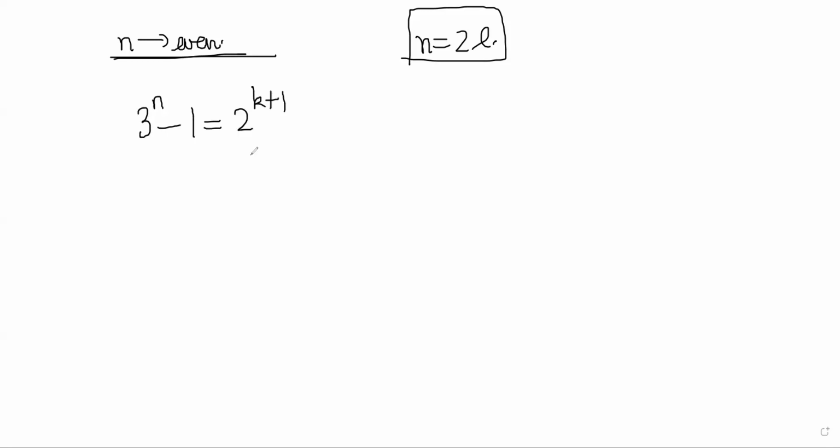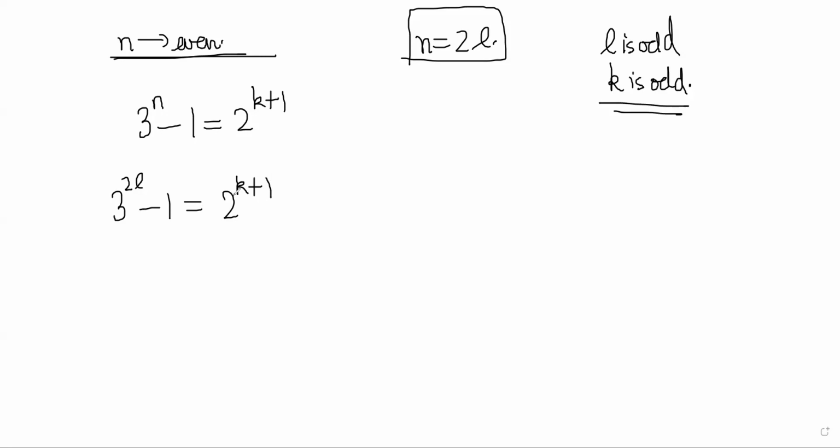We have now n is even. So n is equal to 2l, right? And now we have this equation 3 power n minus 1 is equal to 2 power k plus 1, which becomes 3 power 2l minus 1 is equal to 2 power k plus 1, right? And now l here is odd, and we know k is also odd. These things we know. And we try to solve this equation by doing it like this.